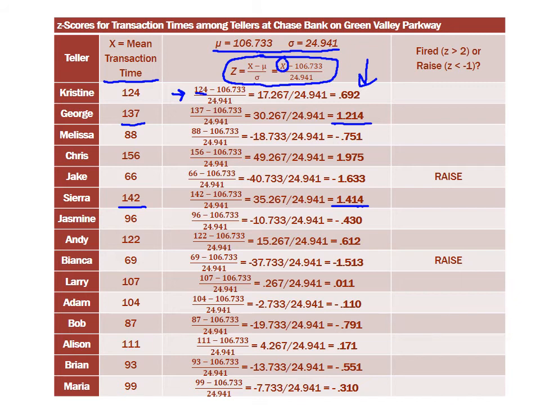Who gets a raise? Well, we'll see that the lowest transaction times belong to Jake and Bianca, and that translates into them having the lowest z-scores, right? The most negative z-scores. So that's exciting for them. They both get a raise because they have low transaction times relative to the rest of the population. So now we're not forcing anybody to get fired. We're not just giving raises to the best 30% automatically. We have a better system for identifying who's extreme and who deserves to be recognized with a raise.